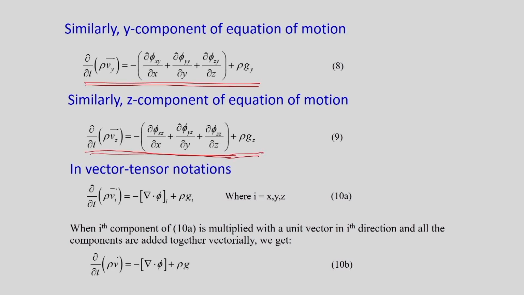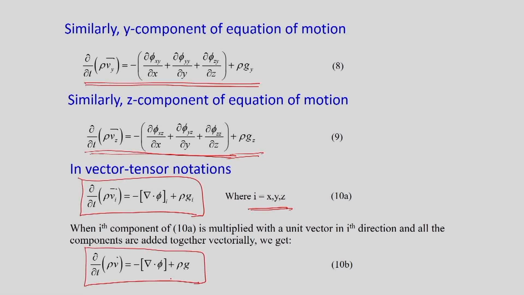So, rather than writing these three equations, you can write them as one single equation in vector tensor notation, as dou by dou t of rho V i equals minus del dot pi plus rho g i. So, this i could be x, y, or z. Without any subscript also you can write this equation as equation 10b, that is shown here.